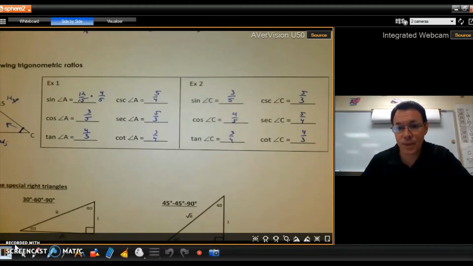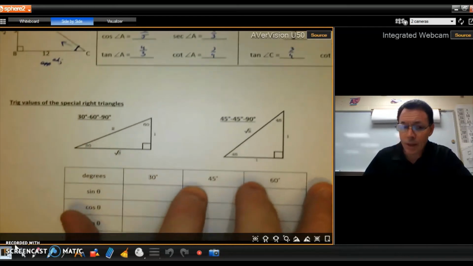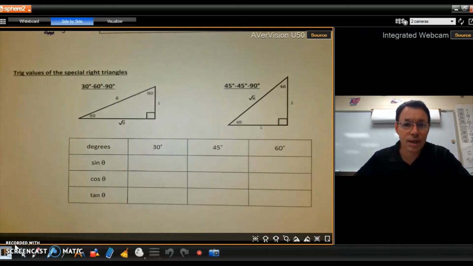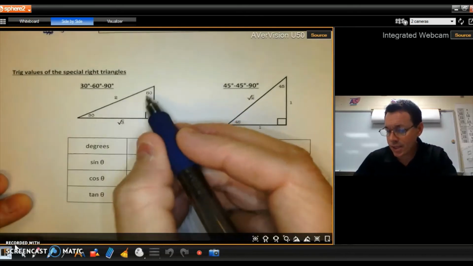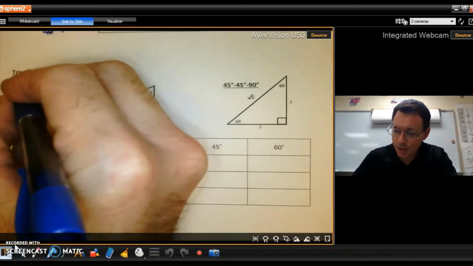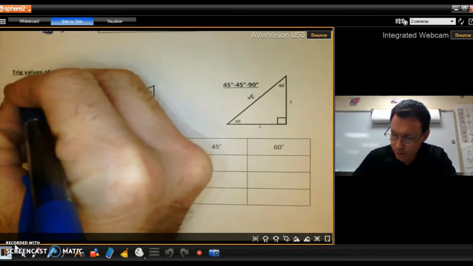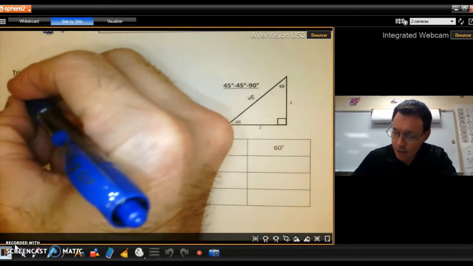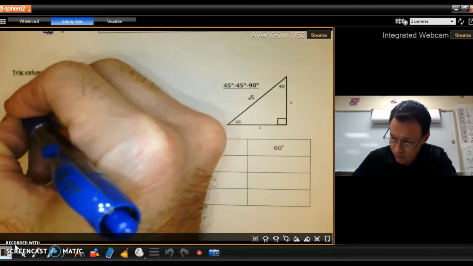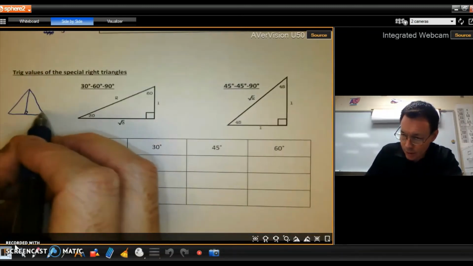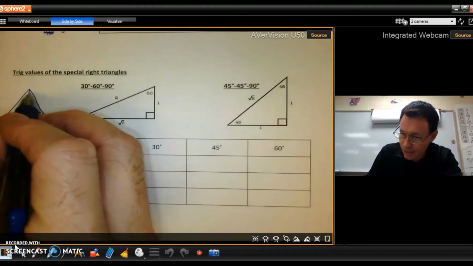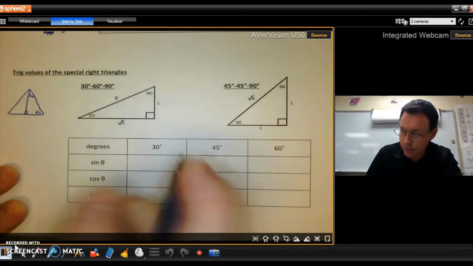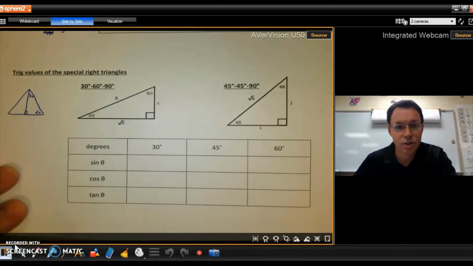So check that. Okay? Now, last thing we're going to talk about are a couple special right triangles that you learned in geometry. A 30, 60, 90 triangle is actually an equilateral triangle. So all sides, all angles are the same. That they've split down the middle. So this is now a right angle. This is still a 60-degree angle. But this got cut in half, so this is a 30-degree angle. So a 30, 60, 90 triangle.